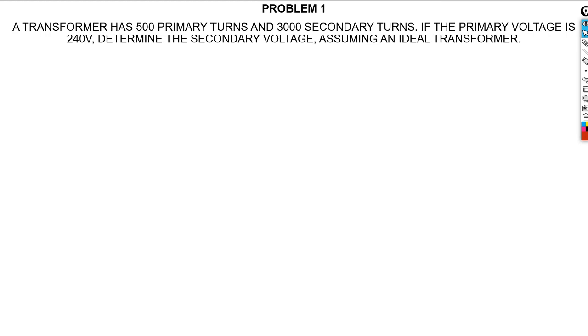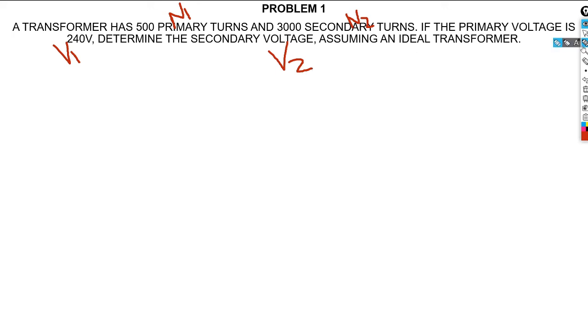A transformer has 500 primary turns, and by primary turns we mean our N1, and a secondary turn which is 3000, which is our N2. If the primary voltage is 240 volts, which is going to be our V1, because the primary determines the secondary voltage, which is going to be our V2. And it says assume this transformer is an ideal transformer.